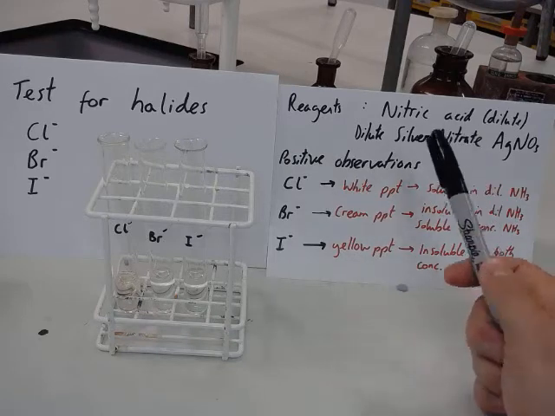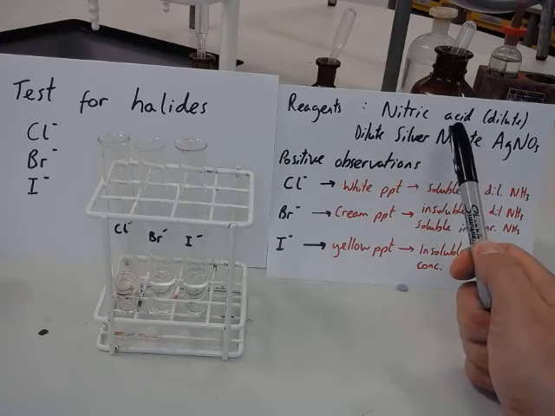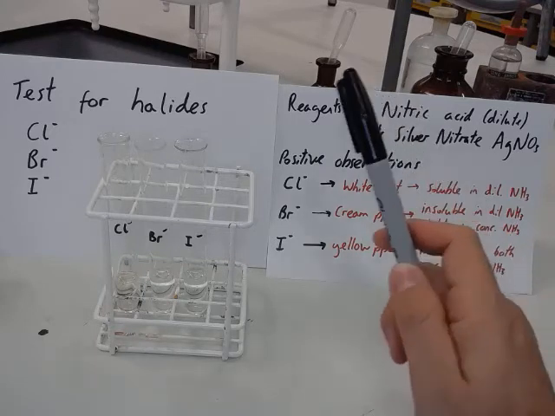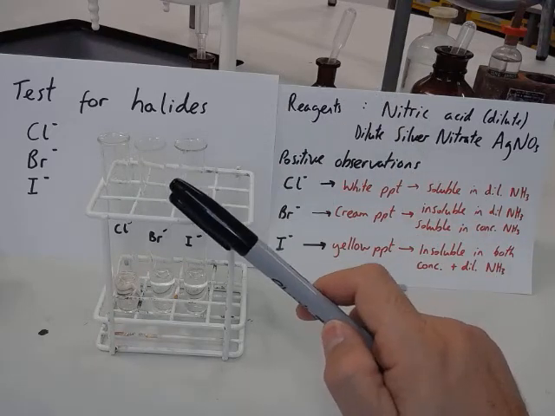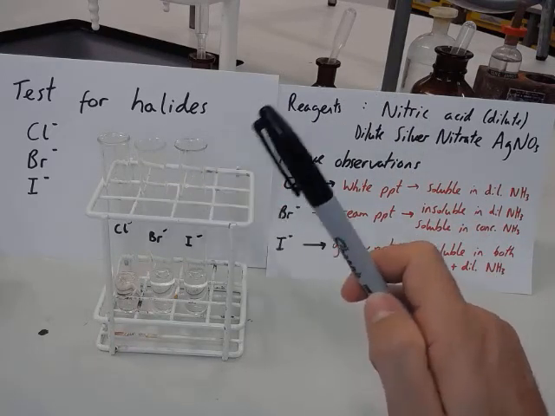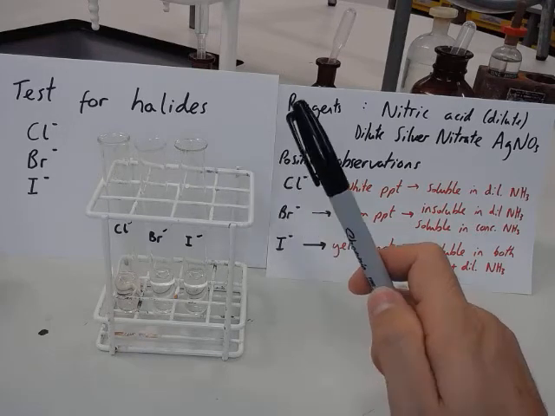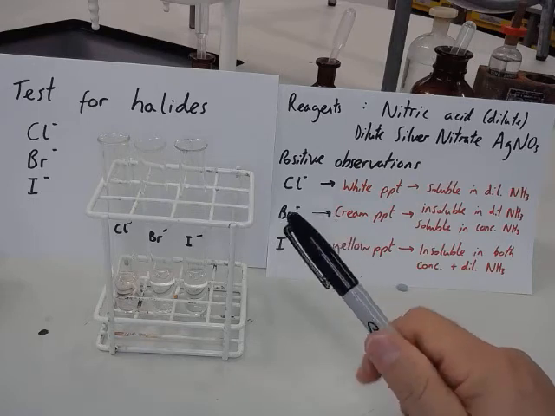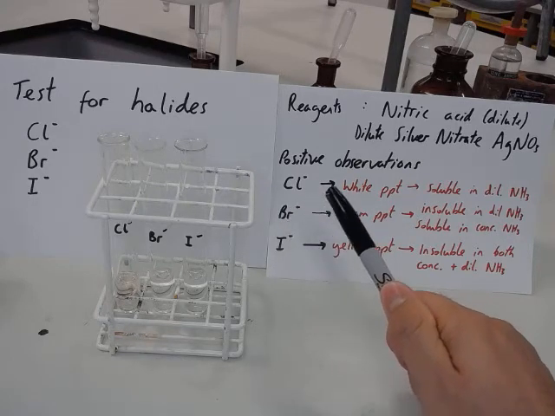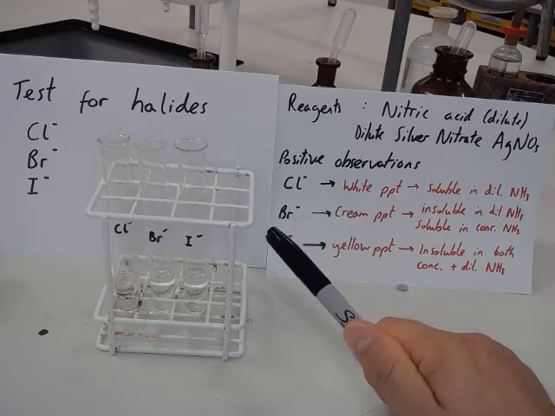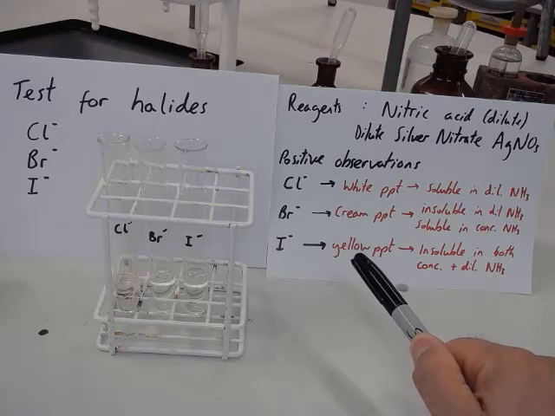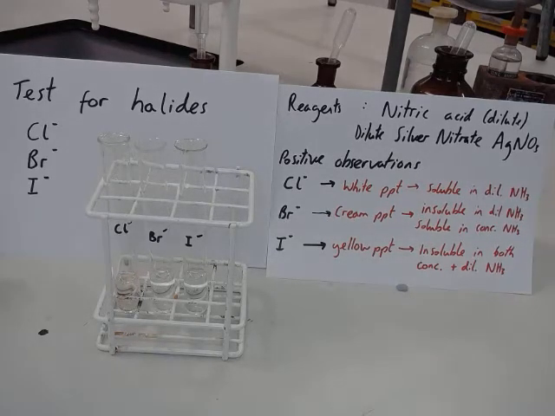So first thing I do is I add nitric acid to rule out any carbonate, because carbonates can react with silver nitrate as well. So any nitric acid will react to any carbonate which could be present in the water. You might see a little bit of bubbling, and the carbonate has been removed, and you're free to get on with your halide test. If it's a chloride, you get a white precipitate, a bromide, a cream precipitate, and iodide, a yellow precipitate. So let's do that bit first, and we'll see where we get with that.